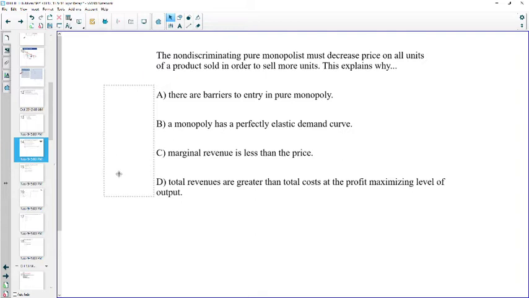That's why marginal revenue is less than price. By the way, as I'm going over these, please hit pause after I read the question. Try and figure it out, then hit play.